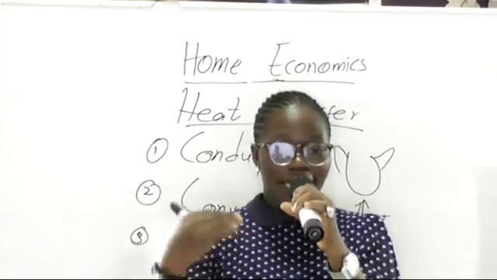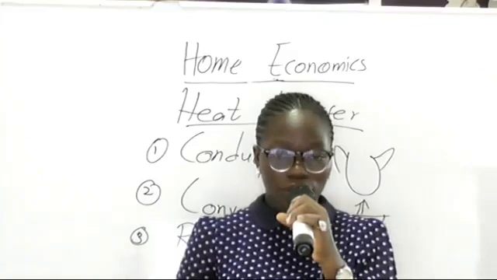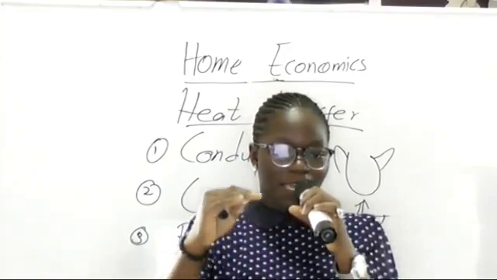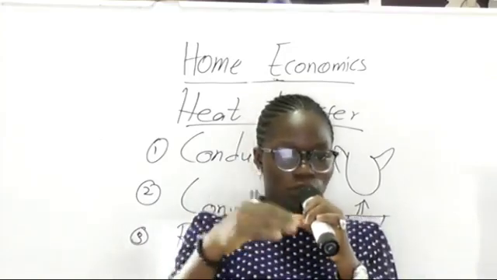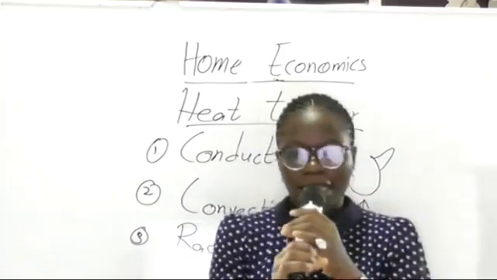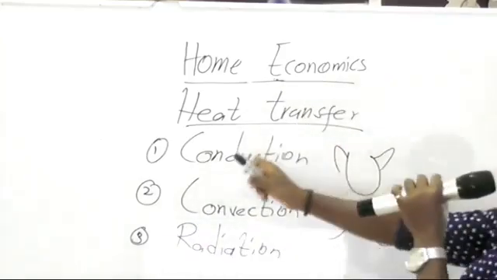And we are using the saucepan or the pot that you are going to use to prepare your food. It is the solid contact serving as a medium for the heat to get to the food. That is the conduction heat transfer. Now let's look at our second heat transfer.